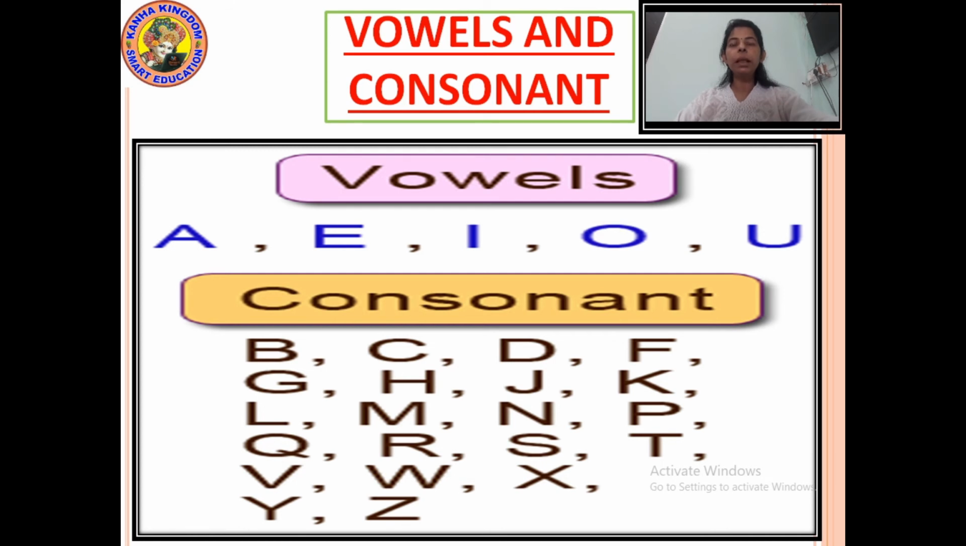Now we will see vowels and consonants. What are vowels and what are consonants? Yes, first we will see vowels, that is A, E, I, O, U. Repeat after me. A, E, I, O, U. Very good. One more time. A, E, I, O, U.